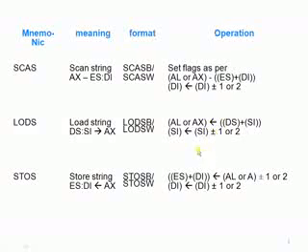STOS, which is nothing but store string. Okay, now here the content of AL or AX will be copied into the destination, which is nothing but ES plus DI. Again it is similar, plus or minus 1 or 2 will be added to this DI.